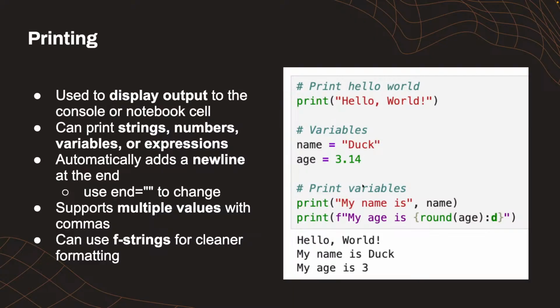Another thing is you can use f-strings. f-strings are basically for cleaner formatting. In the line below it, you can see it's a similar thing but with the age. In this example, it has the round function, which takes the age, which right now Python interprets as a float, I think, and it rounds it to an integer. So instead of having the decimal point, it just has an integer. You can do things like that with f-strings, which is really convenient.